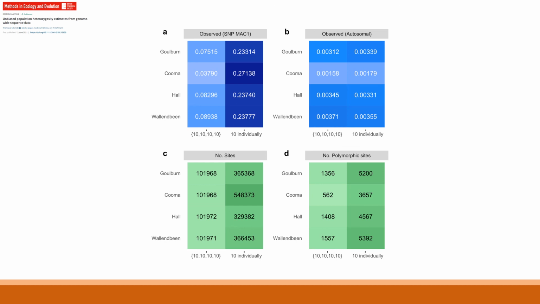For autosomal heterozygosity, analyzing differentiated populations individually or together has no effect on estimates, as seen in subfigure B. However, subfigure A shows that this is not the case for SNP heterozygosity, which will be biased when differentiated populations are analyzed together.